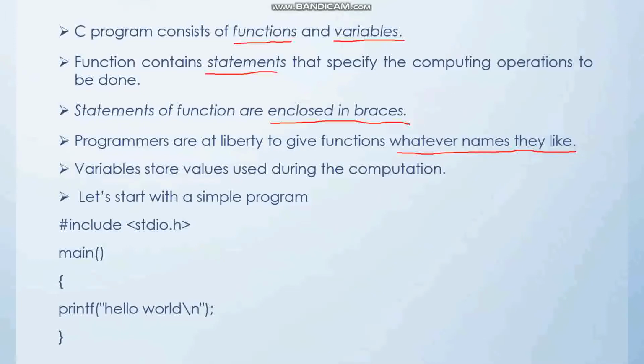So let's start with a simple program. This is our first line, hash include stdio.h enclosed within angular brackets. Then we are writing the function main with an opening curly bracket as well as a closing curly bracket, and between these brackets there is a statement printf, and a value is passed to this function: "hello world backslash n" enclosed within double quotes, and finally at the end of this statement a semicolon is placed.